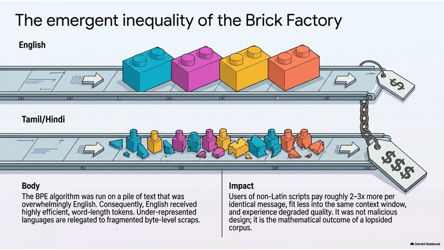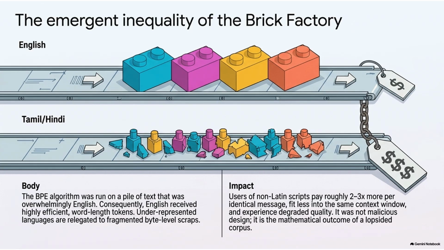This is the section I most want you to remember. Remember that the bricks were built by counting a pile of text, and that pile was overwhelmingly English, so look at the top conveyor. English got beautiful, large, efficient bricks, frequently one whole word per brick. Now look at the bottom conveyor. Same sentence, same meaning, same information, but in Tamil or Hindi or Amharic, it arrives as fragments, byte-level scraps, and on the right-hand end, the price tags.